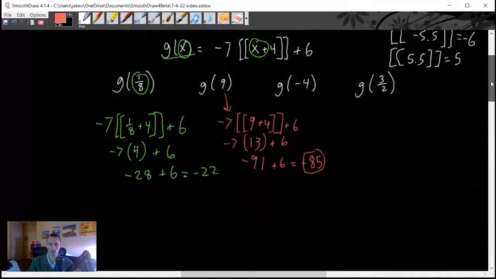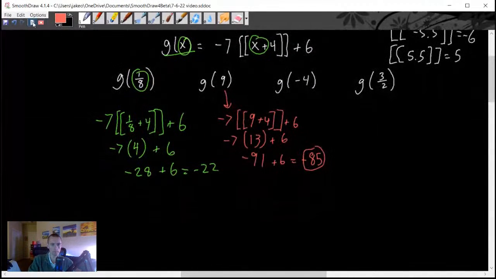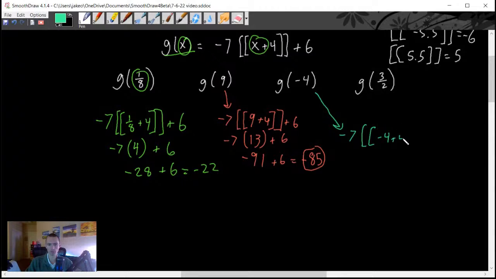And then for g of -4, we're going to have -7. Again, we're just going into here, replacing the x with whatever's in the parentheses, times the step of -4 plus 4 plus 6. -4 plus 4 is 0. Since 0 is an integer, taking the step of 0 also does not change it.